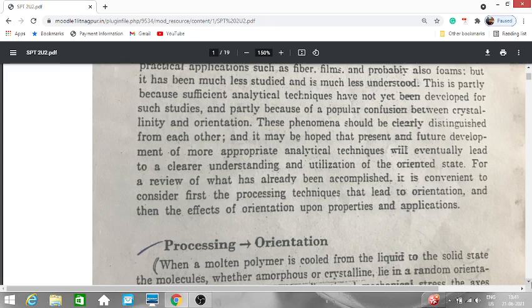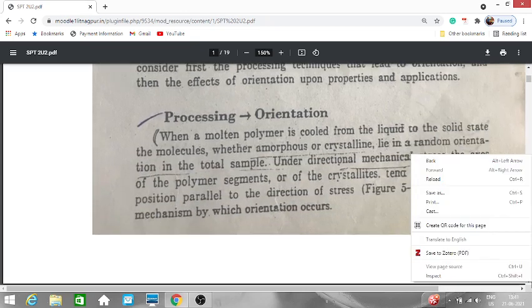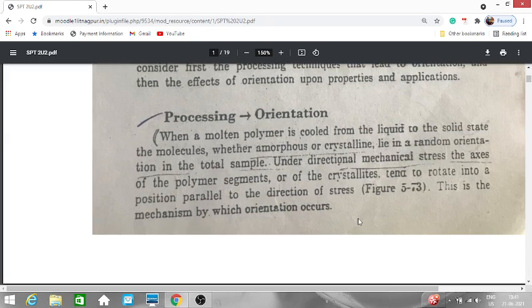Processing and orientation. When a molten polymer is cooled from the liquid to the solid state, the molecules, whether amorphous or crystalline, lie in random orientation in the total sample. Random orientation in the total sample. Under directional mechanical stress, the axis of the polymer segments or crystallites tends to rotate into a position parallel to the direction of stress. This is the mechanism by which orientation occurs.